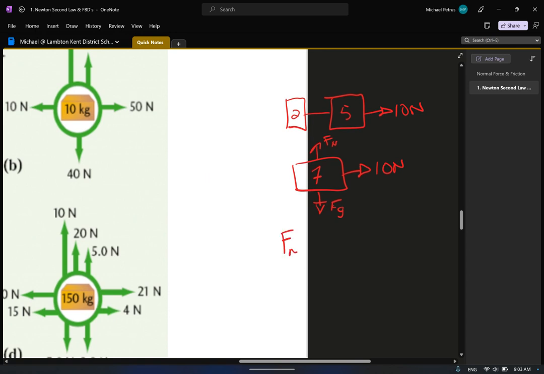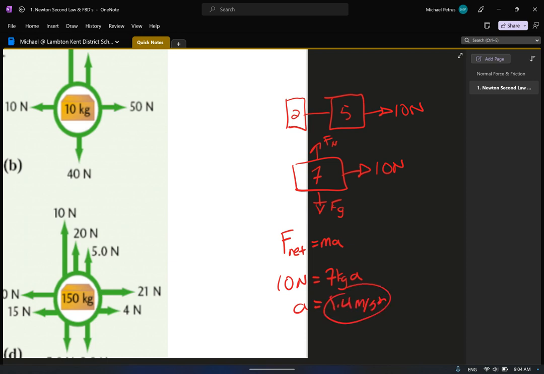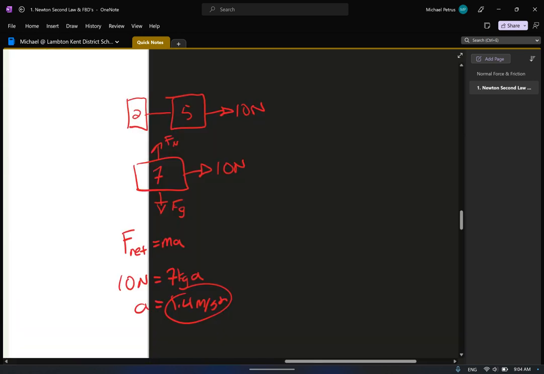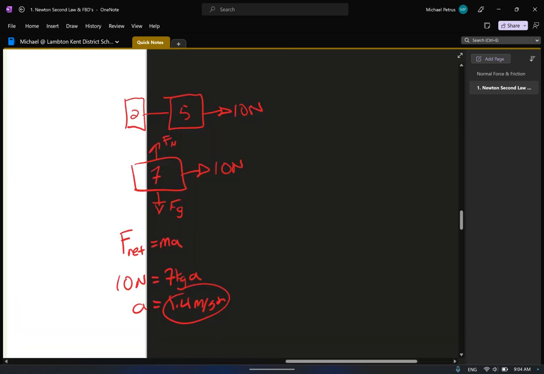All we really need is Newton's second law here, F net equals mass times acceleration. The only horizontal force is the 10 newtons forwards. So then we have 7 kilograms times acceleration, and the acceleration is going to be whatever 10 divided by 7 is. So I go 10 divided by 7, and it gives me 1.4 meters per second squared. So far you might be thinking, well, we probably could have figured that out on our own. Probably. That's A.